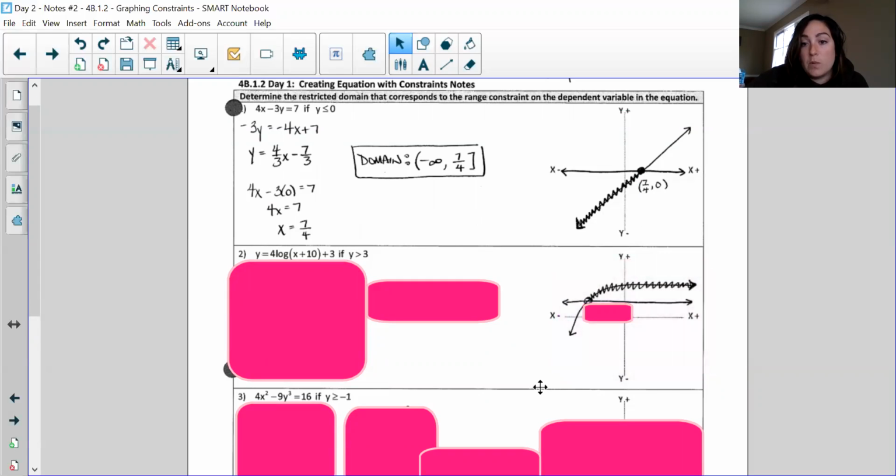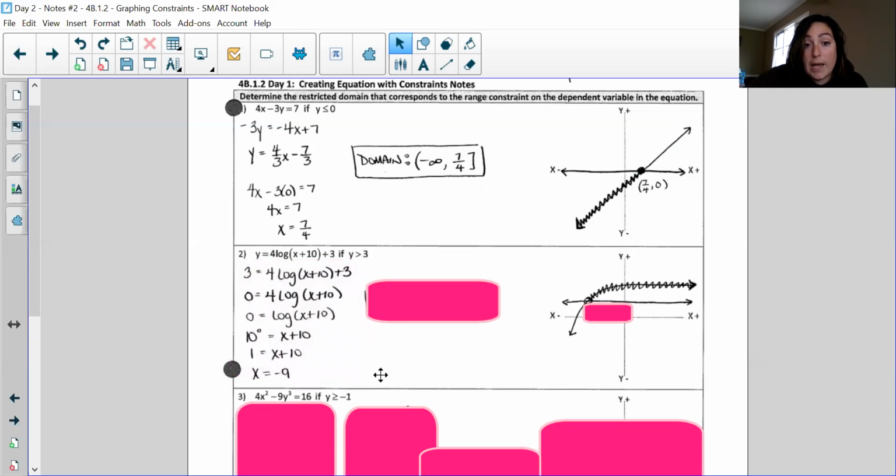So we graph, and the shape of our logarithm looks like this. And again, shifted to the left 10. And we want to know where y is greater than 3. So y is greater than 3. Notice this time we have an open circle because it's not greater than or equal to 3. It's just greater than 3. So again, I need to find that intersection. We find that intersection by substituting 3 in for y.